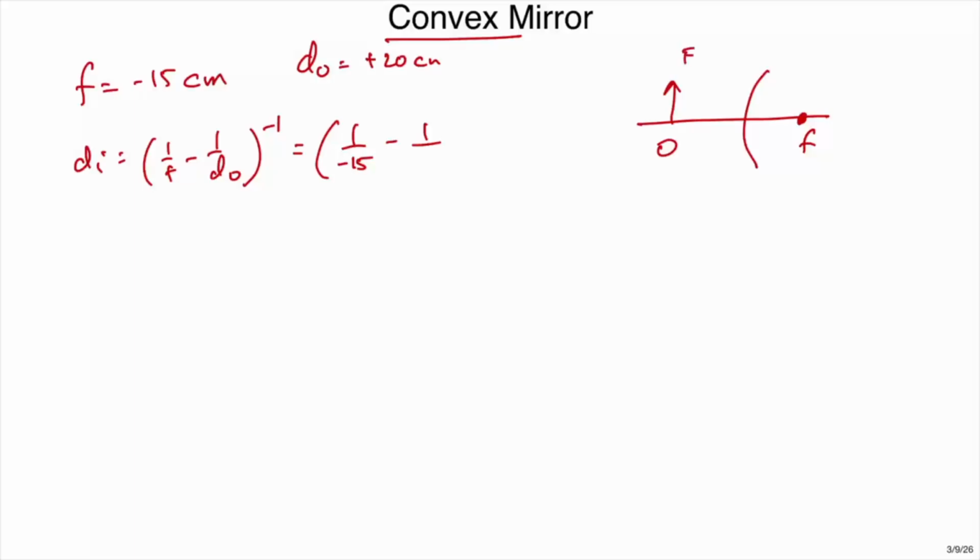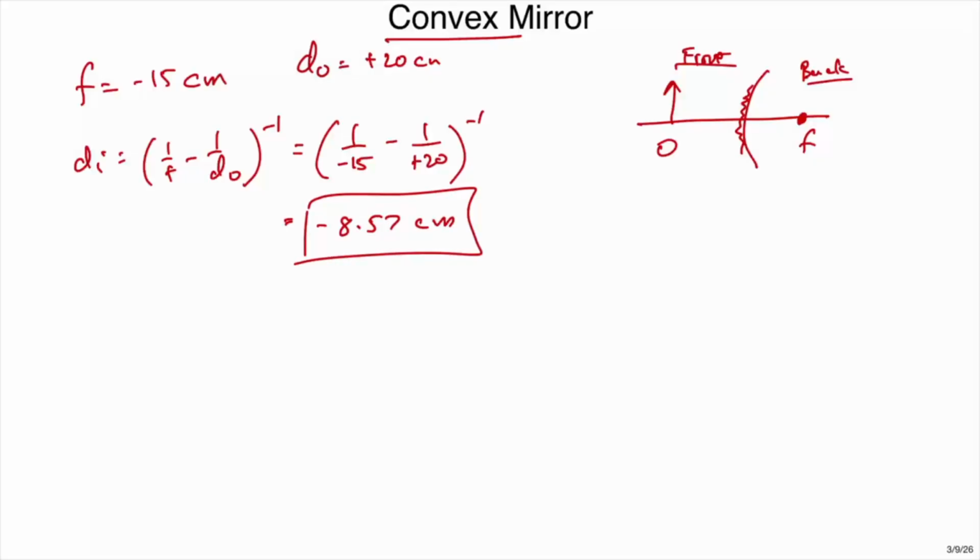Remember, this is the front side because this is the shiny side, the side with the object on it. This is the back side. And object distance is always positive on the front side. Negative 1. When I did that, I got negative 8.57 centimeters.